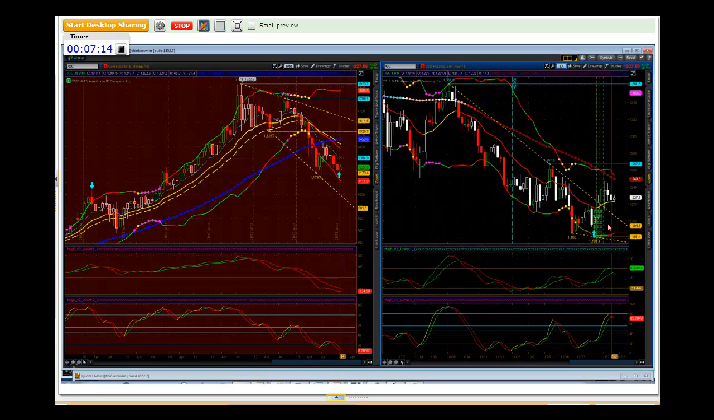Indicators have turned up. It's got a lot of overhead resistance, but this could be the start, possibly, to this thing shifting to the upside. But you can see on the monthly macro trend, it's still pretty hard down. So, going to finish up here.